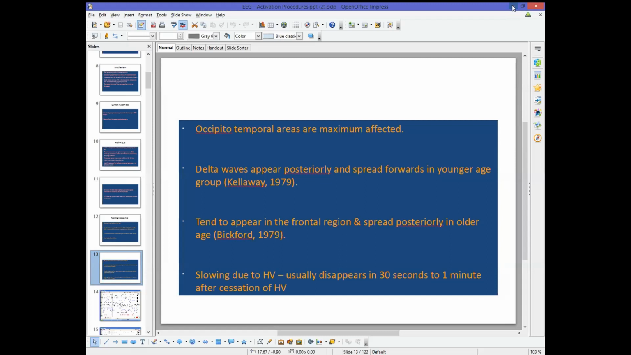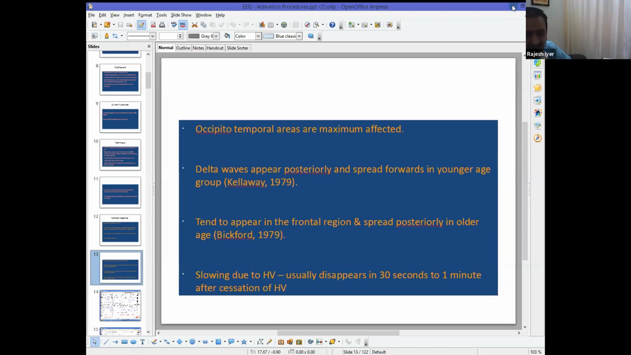When the electrographic status is there, then there's no need for activation because they're already showing the abnormality. We do the activation to get the abnormality. Electrographic status means the EEG will show that the seizure is going on. So there is no need for activation in those situations.